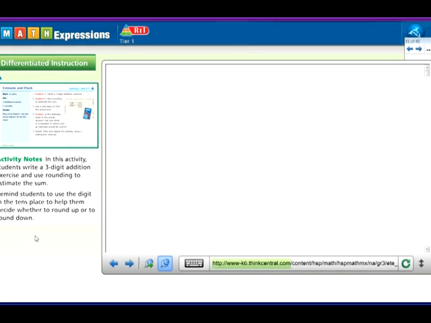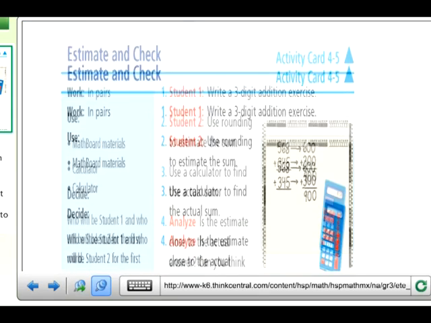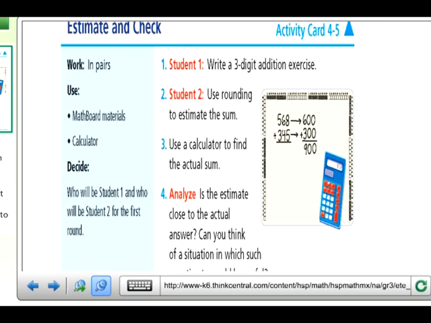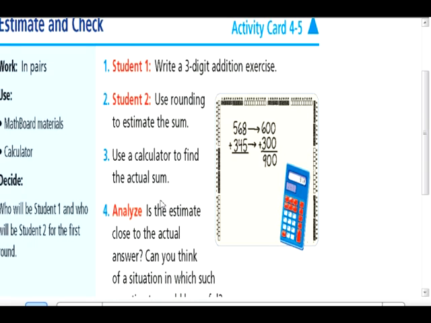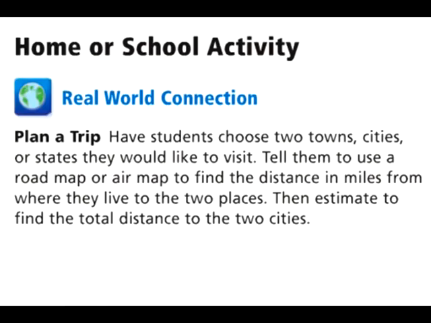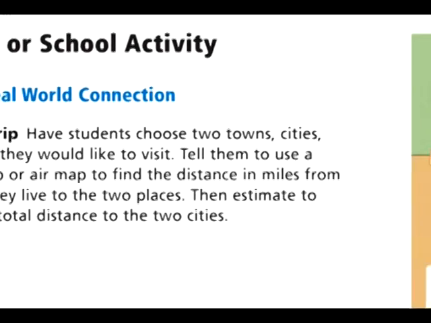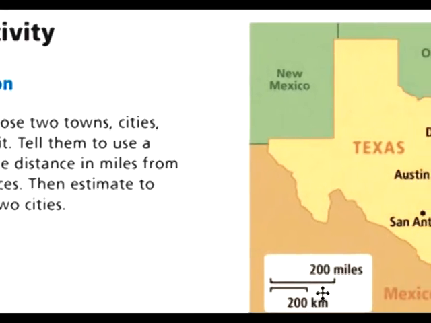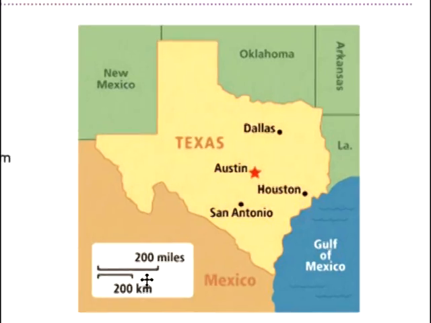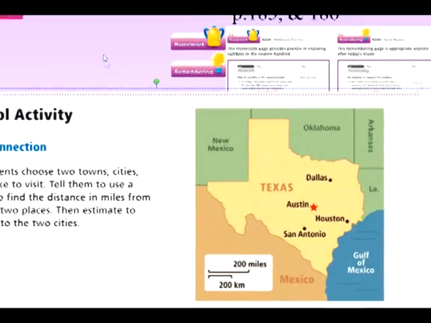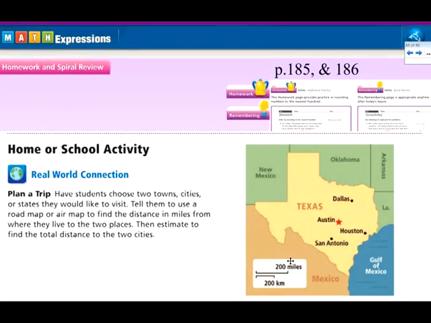Here's an activity I want you to try at home. If you look at this, I want you to write a 3-digit addition exercise. Just come up with two different numbers and see if you can round them. Use a calculator to find the actual sum and see if your estimate was close. Another activity you can do at home is get out a map and pick two locations, two towns or cities, and measure the distance. Use the key at the bottom and see if you can estimate the distance between two cities. Like, for instance, what's the distance between Salt Lake and Bear River City? If you estimate those, that's part of learning how to estimate and round. And then you can get out a ruler and see if you're close.